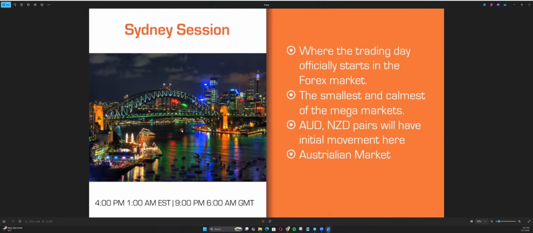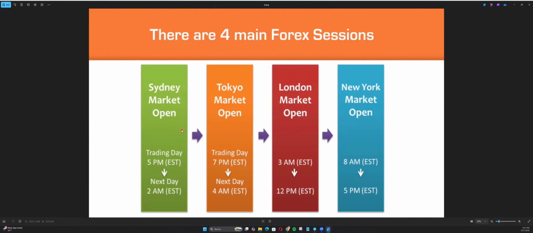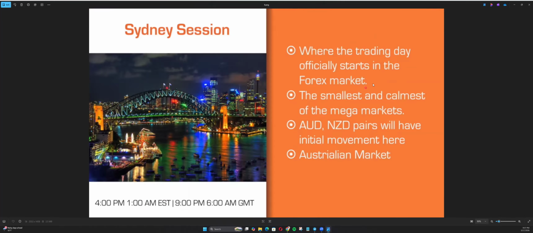For the Sydney session, where the trading day officially opens in the forex market, it's usually by 5 p.m. It is the smallest and the calmest of the major markets. AUD and NZD pairs will have initial movements here. AUD pairs are the best pairs to trade in this Sydney session because it's the currency most dominant in that particular region. These are the currencies they use, either the NZD or the AUD.